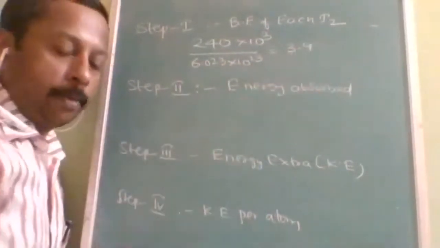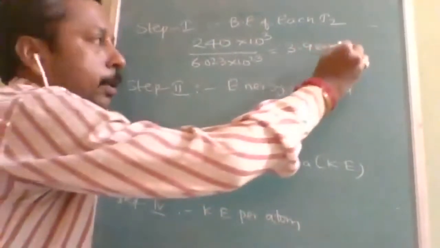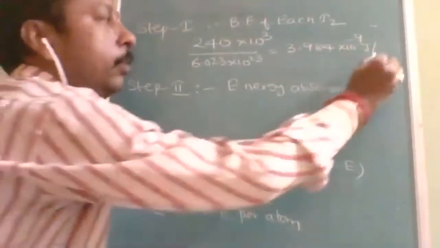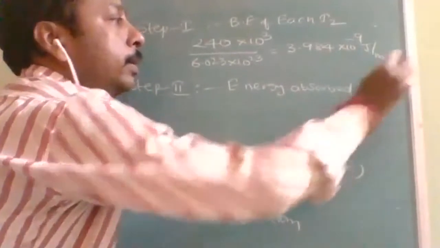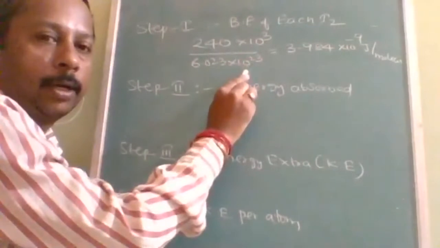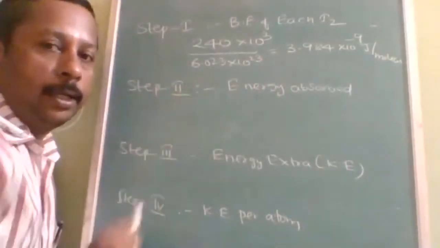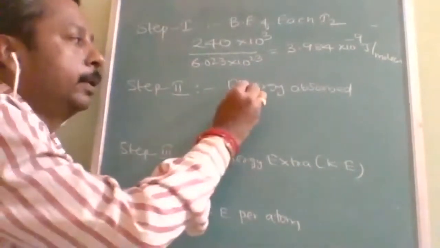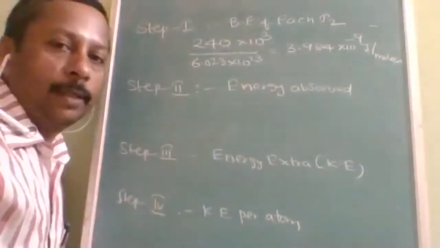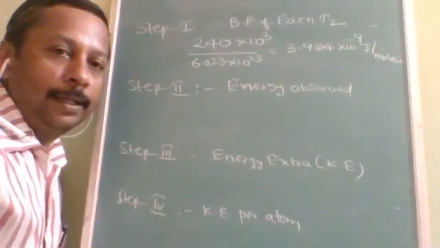So this I have simplified. I got 3.984 into 10 to the power of minus 19 joule per molecule. This is per molecule. Is it understood? Why is this 10 to the power of 3? Because of kilojoules. And why this Avogadro number? Because this is 1 mole. So actually this much energy was only needed. But we have given some energy, and that energy is not in the form of energy. The information is given in terms of wavelength, so it's our job to convert it into energy in joules.